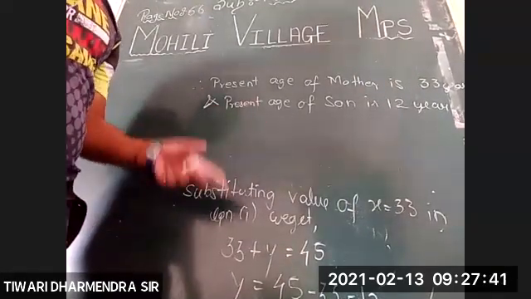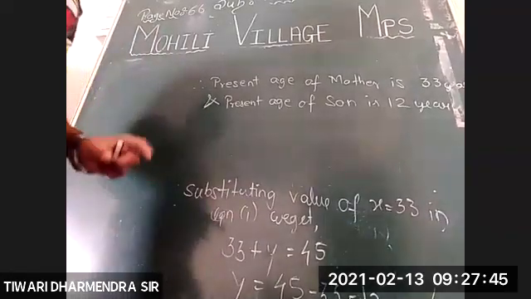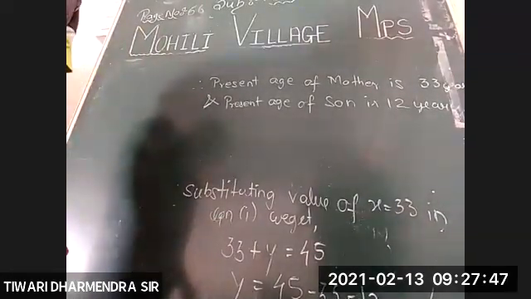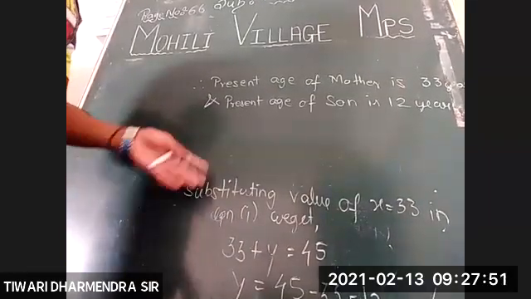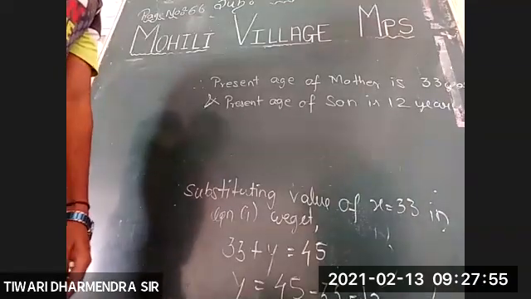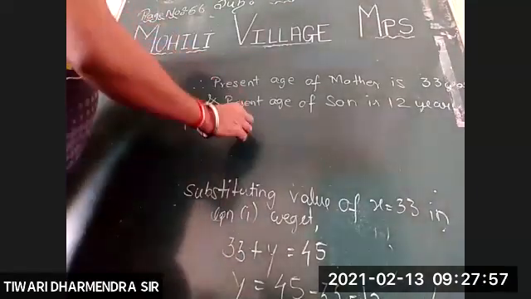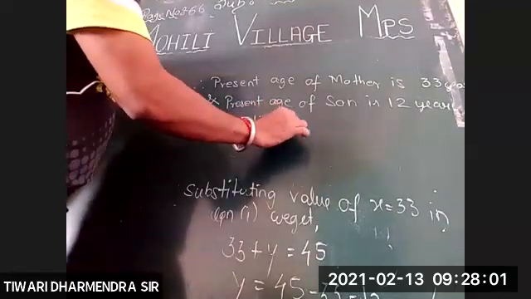So whatever we have done, we have taken two examples. One was a straightforward example and the second was a word problem. So we have seen that we have eliminated one of the variables. In both the equations, we have eliminated y. As we have eliminated, this method we have done is called the elimination method.